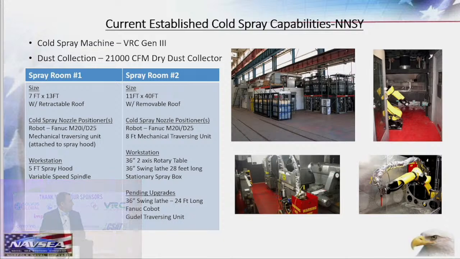So got 2 rooms. So we got a 7x13-foot room. It's got a spray hood in there, 6-axis robot, variable speed spindle on it. The second room is 11x40. It's got a large lathe in there, a turntable that we bring in, etc. Roof comes off of it. This is stuff where we were doing radar masks, snorkel tubes, large items in the thermal spray world.